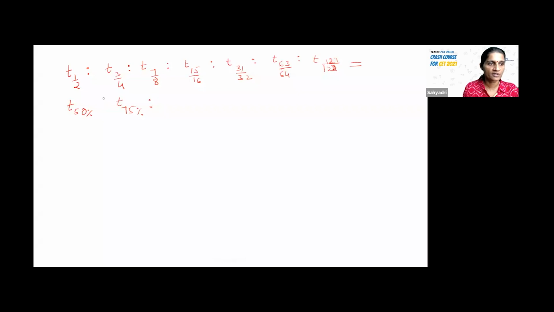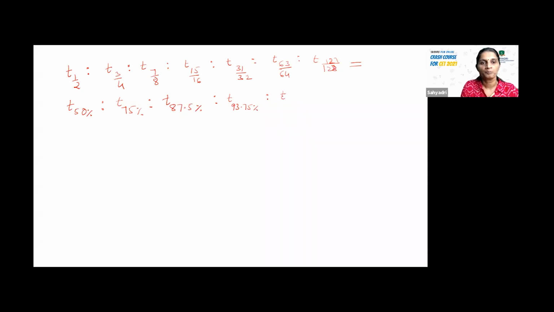I have written equal. It's not equal, it should be is to. What is 7/8? 87.5%. Correct. Next, 15/16. T 93.75%. Correct.